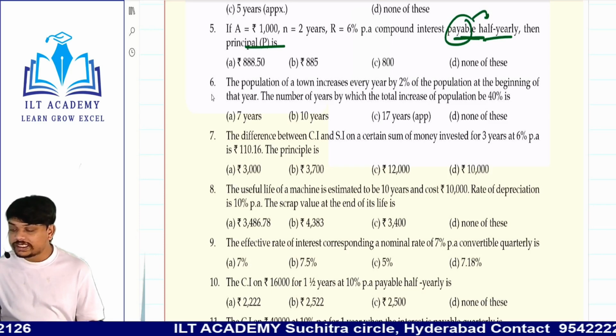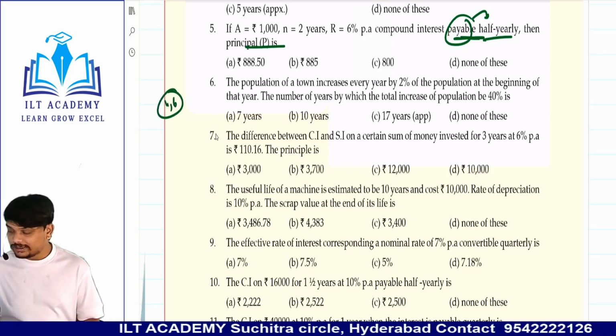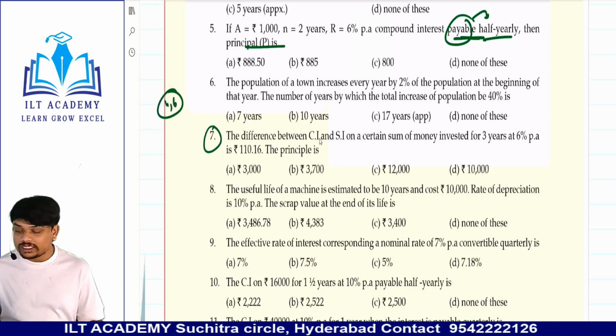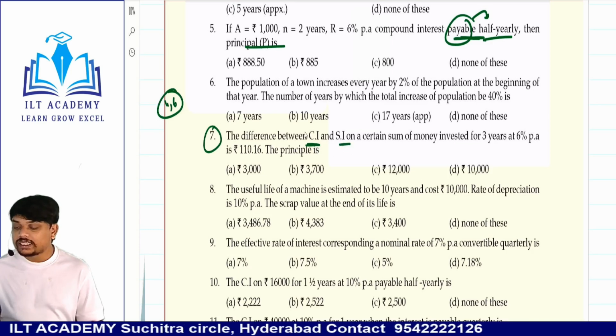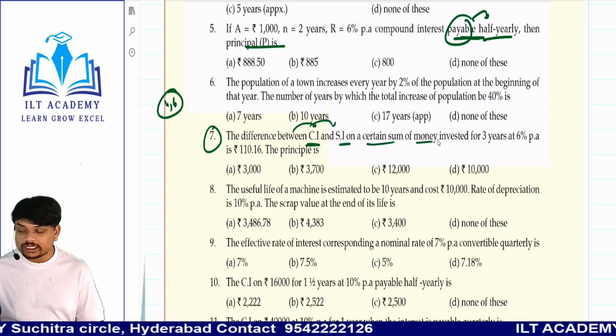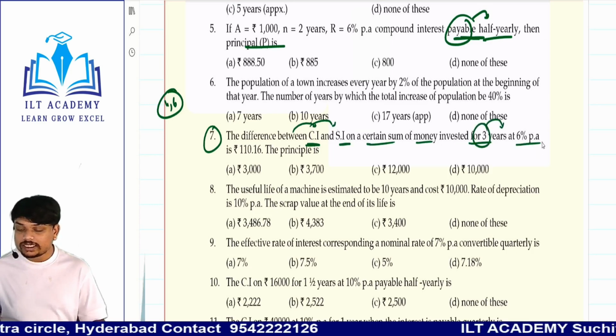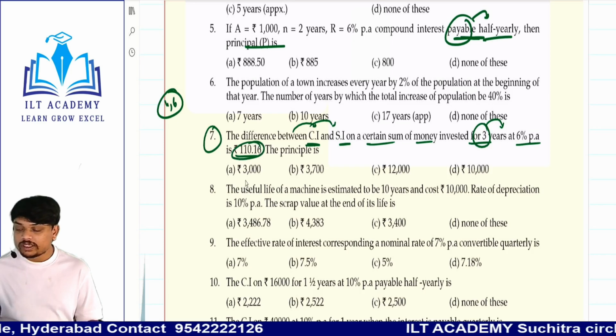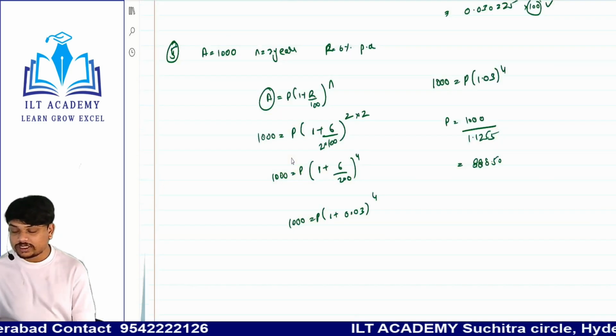Now let us do the sixth one. The sixth one also is a word problem, so 4 and 6 we'll do later. Now the seventh one, little important. Compound interest and simple interest. The difference between compound interest and simple interest on a certain sum of money invested for 3 years at 6% per annum is 110.16. Then the principal is how much?